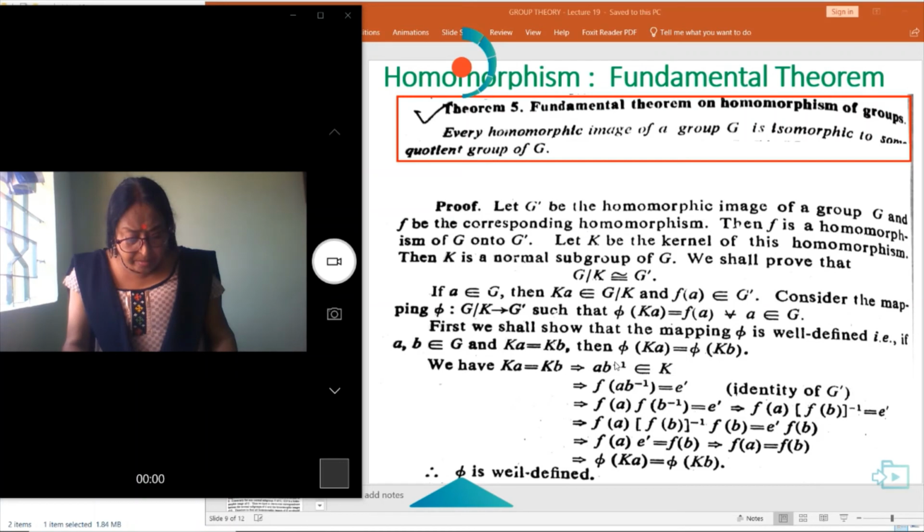is equal to e' into f(b)^-1. So f(a) · e' = f(b). This implies f(a) = f(b). Hence, phi(Ka) = phi(Kb). So phi is well defined.